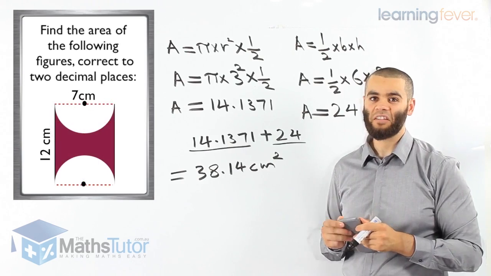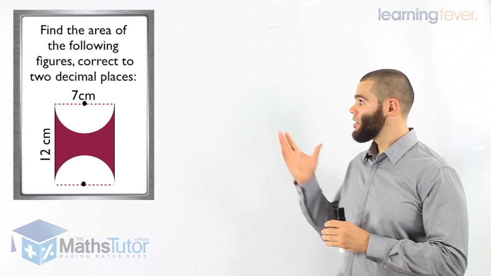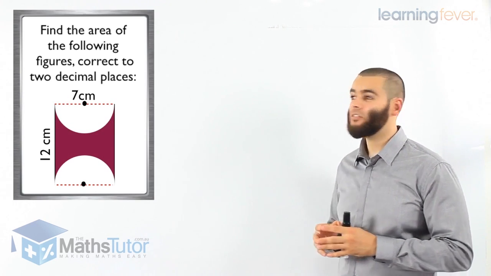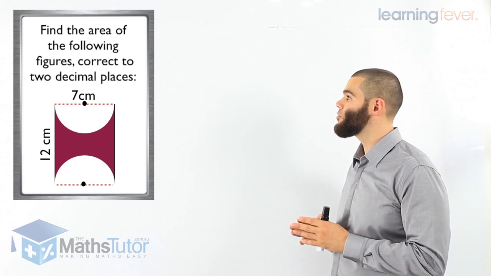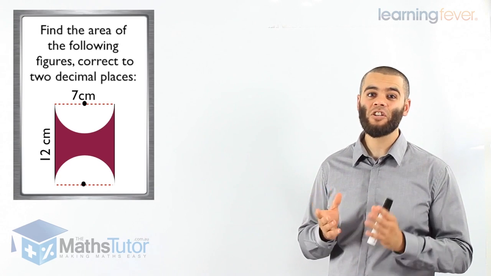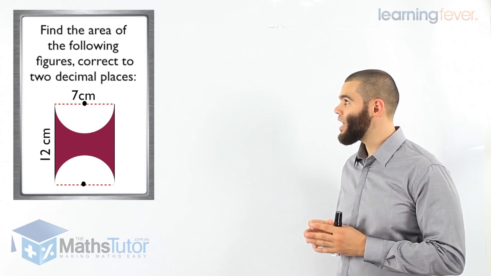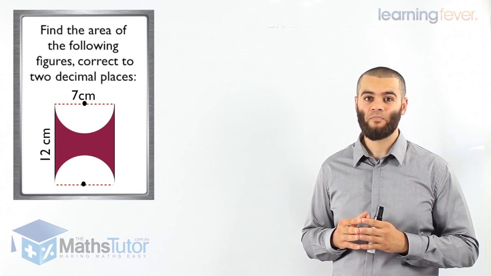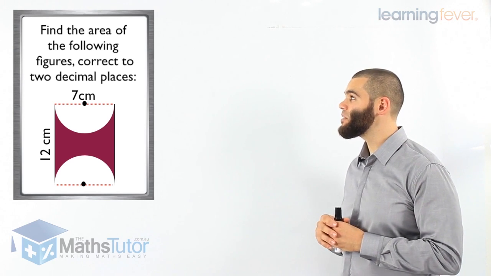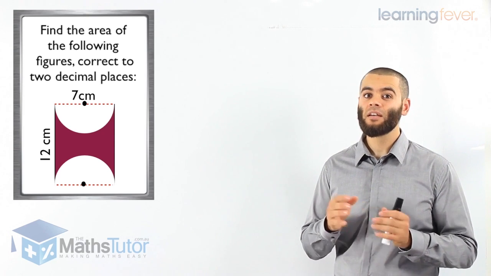Let's do another example. Okay, the next example. Look at this one carefully. It looks like a funny shape, but we can tell that we would like to find the area of the red shaded region inside. If we look carefully, we can tell that in fact it is actually a rectangle. It's a rectangle 12 centimeters long and 7 centimeters wide. However, 2 semicircles have been cut out. A semicircle on top has been cut out and a semicircle on the bottom has been cut out.